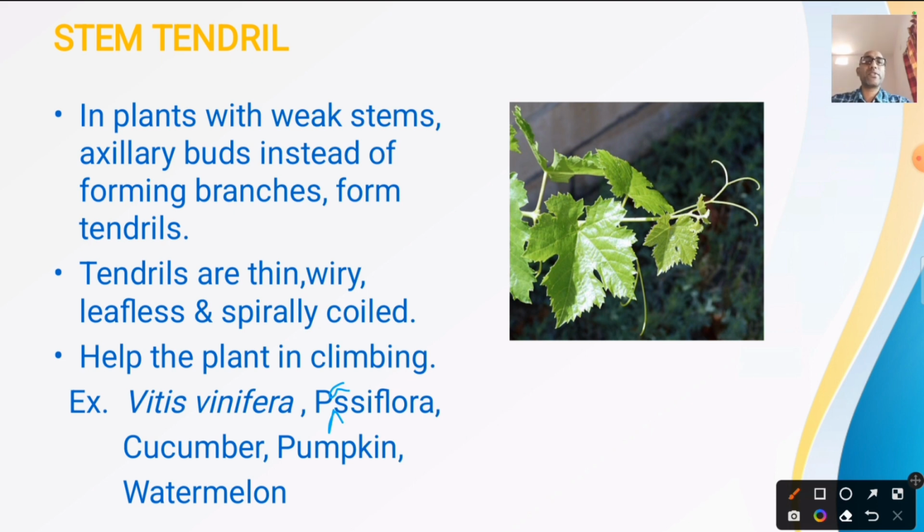Okay. So what have we studied today? We studied about the various modifications of stem, which include underground, then subaerial, then aerial modification. Under underground modification, we studied about rhizomes, then tubers, then corms, then bulbs, isn't it? And under subaerial modification, we studied about runners, stolons, then offset, sucker. Then under aerial modification, we studied about stem tendril, bulbil, then phylloclades, cladodes, thorns, etc. Got it? So I hope this video would be helpful to you in understanding the modifications of stem. Thank you.